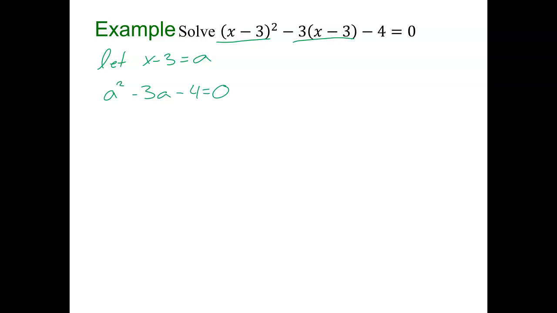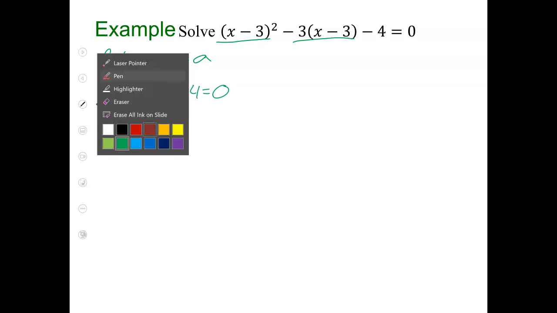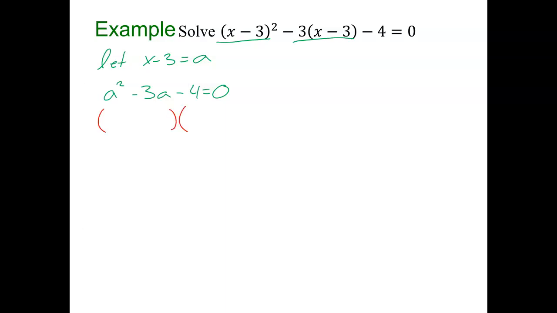So we can factor it. This one's easy to factor. What multiplies to negative 4 but adds to negative 3? Other way around. Negative 4 and 1. Now that it's factored, we go back. Replace a with x minus 3. x minus 3 minus 4, and x minus 3 plus 1.